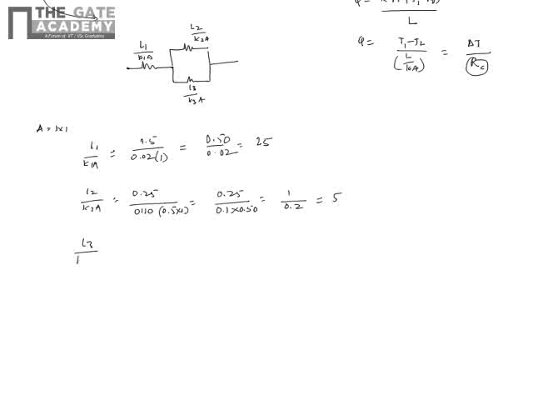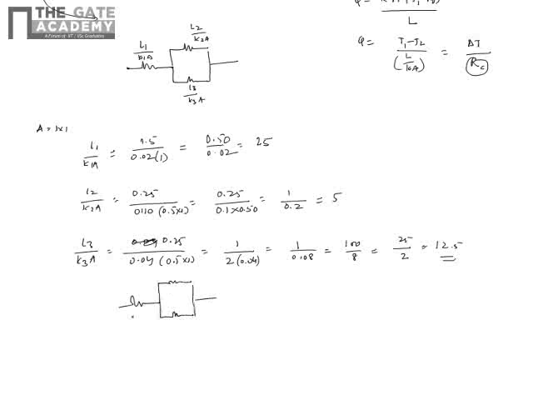Okay, and L3 by K3A is the same thing. K3 is 0.04, length is 0.25, and area is again 0.5 into depth 1. So this is 1 by 2 into 0.04, which is 1 by 0.08, and that gets 100 by 8, which is 12.5. So this is my resistance. Once I put these values, this is 25, this is 5, and this is 12.5.